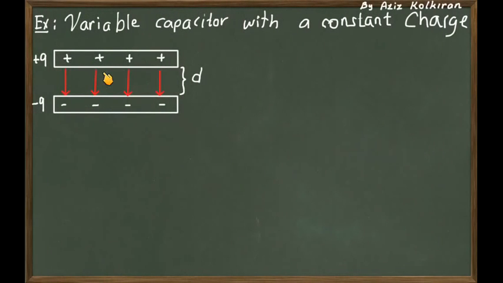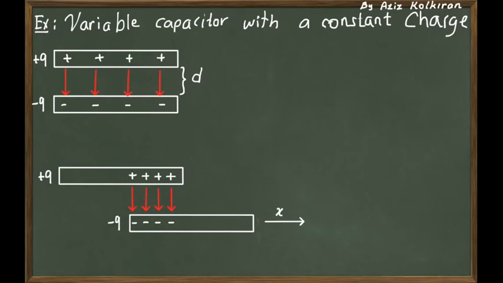Let's think of a capacitor which is initially charged and there is no connection anywhere. So suppose we have plus Q charge on the upper plate and minus Q charge on the lower plate. What we do, which is interesting, is keep the distance D fixed, but the lower plate is moved horizontally, let's say in the positive x direction, a little bit, a distance x, let's say. What happens to the capacitance?